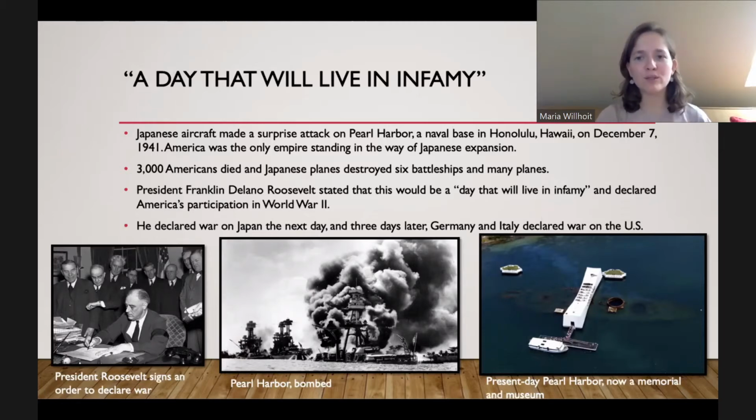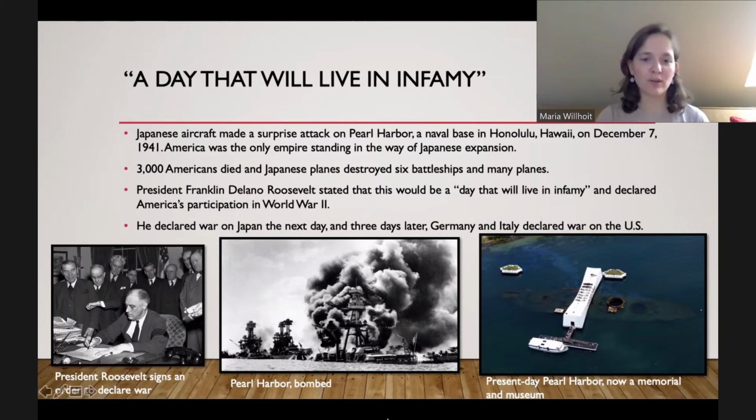So anyway, Roosevelt calls it a day that will live in infamy, and he immediately declares America's participation in World War II. It's literally the next day he declares war on Japan. He doesn't even think. Well, he does think, but he quickly responds. And then 3 days later, because Japan was in alliance with Germany and Italy, they also declare war on the US. So originally we were just declaring war on Japan, but now we're really and completely involved in World War II.